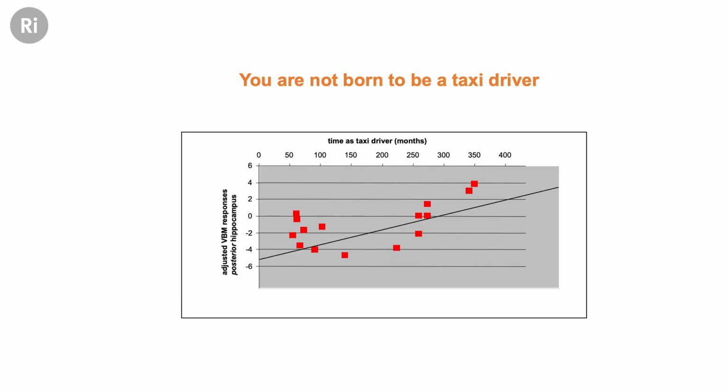And it also turns out that you're not born to be a cab driver. You don't come into the world with a big hippocampus saying, I'm going to be a cab driver. And that's shown very clearly on this slide, where if you correlate the amount of time that somebody has been driving a cab with the size of the hippocampus, there's a good correlation. And I'm not showing it here, but it turns out that when people stop being cab drivers, the hippocampus slowly shrinks back over time. So it certainly is a question of use it or lose it.